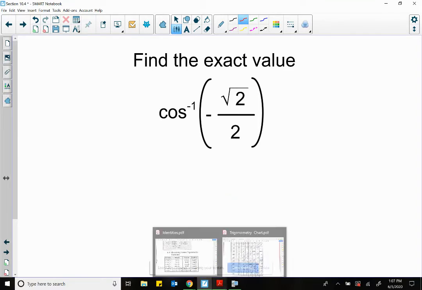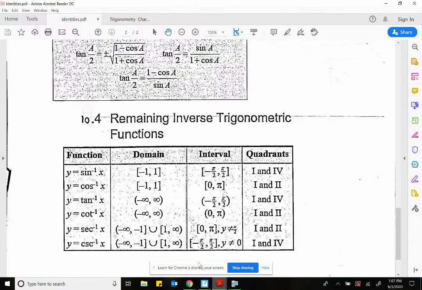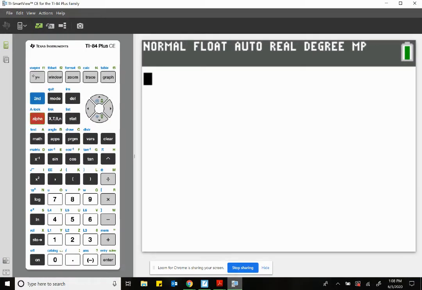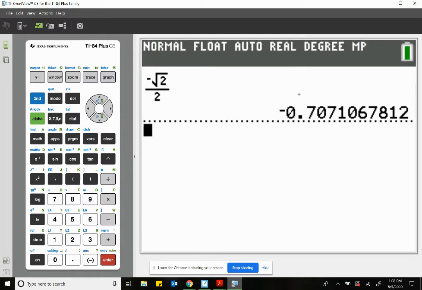Okay, so the cosine domain is from -1 to 1. So is this number within that interval? Well, if you don't know, go to your calculator. Alpha y equals negative square root of 2 over 2. Hit enter. And that number is definitely between negative 1 and 1. So we're good to go.